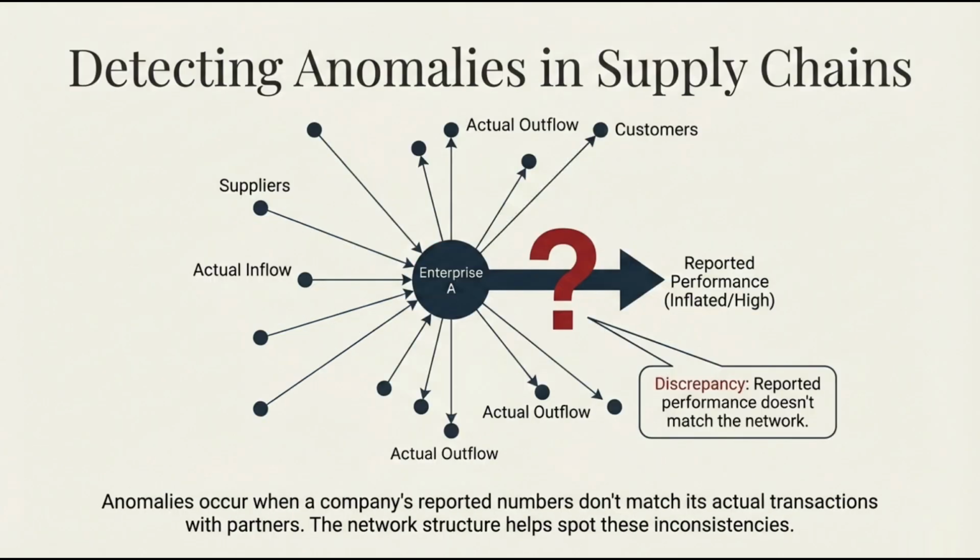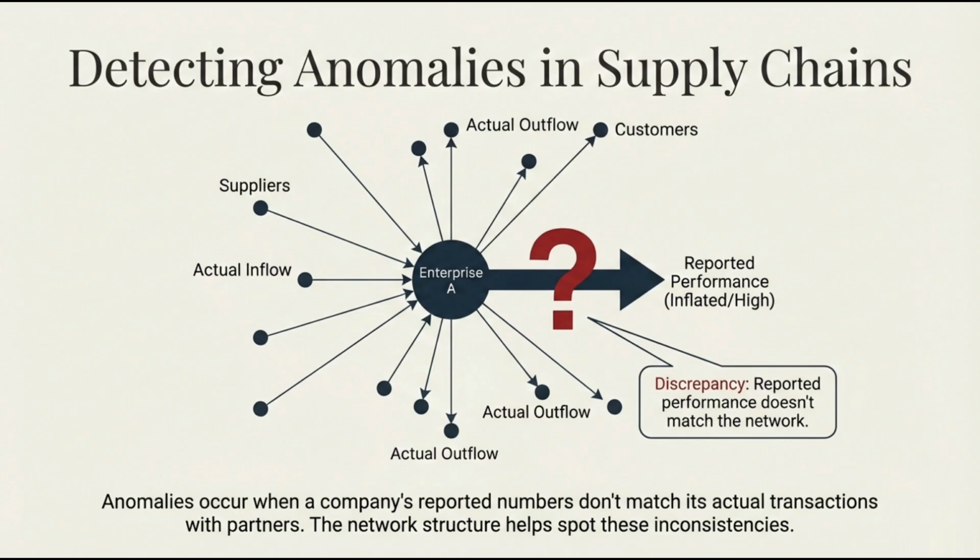This slide shows how network thinking can also help detect anomalies in supply chains. At the center is Enterprise A, with many arrows showing actual inflows from suppliers and actual outflows to customers. But to the right, there is a large question mark next to reported performance that is described as inflated or high. Reported performance does not match the network. In other words, the company's public numbers may be inconsistent with the actual pattern of business relationships visible in the transaction structure. This is a powerful idea.